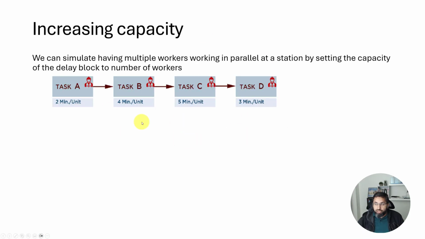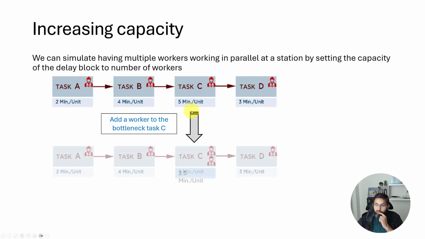So let's go to this example, which we have seen in a previous lesson before, or if you've not seen, that's fine. Again, we have 4 tasks: 2 minutes per unit, 4 minutes per unit, 5 minutes per unit, 3 minutes per unit. Obviously, task C is the bottleneck with a capacity of 60/5 or 12 units per hour.